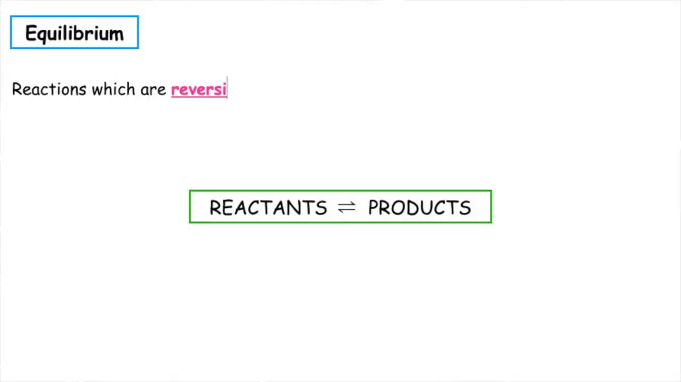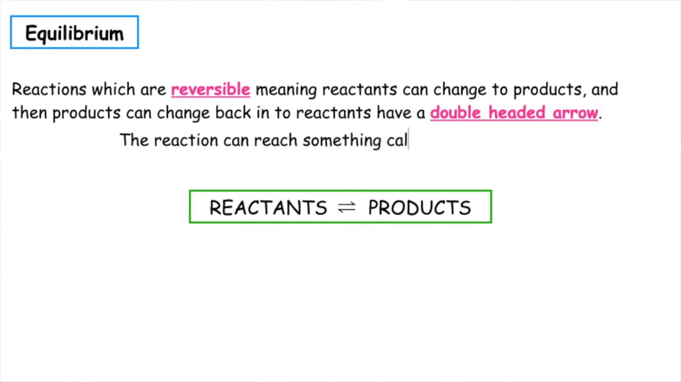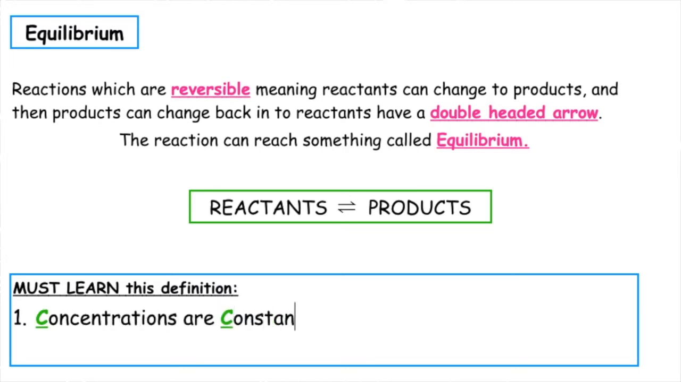Reactions which are reversible, meaning reactants can change into products and then products can change back into reactants, have a double-headed arrow. The reaction can reach something called equilibrium. The definition of equilibrium is that the concentrations are constant, and that the rates are equal.